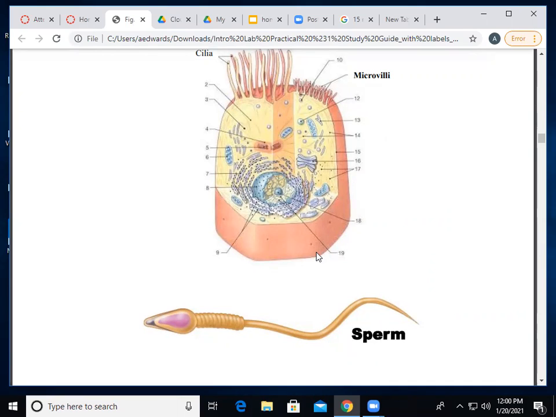Okay. And another extension, all right? This is a sperm cell. This extension is called a flagellum. Singular flagellum, plural is flagella. Okay, and that's also for movement.